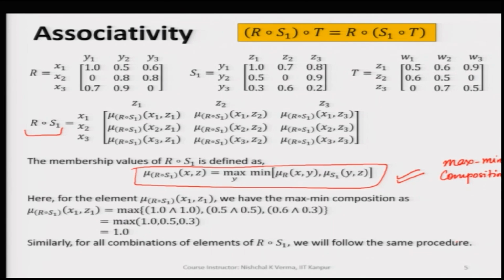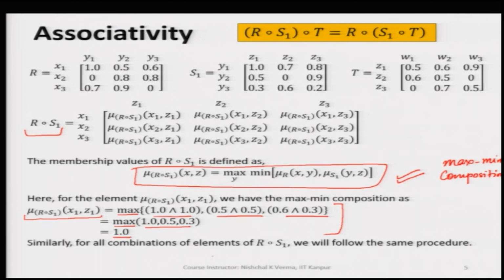So, we have followed max min criteria, and when we apply this criteria we get mu R o S1 (x1, z1) like this. We have already done this exercise in the previous lecture, so I am not going to explain this again. If you have any doubt you can go through the previous lecture to understand this better. So, the max of all the mins here, and when we take the max of the outcome of the mins, we are going to get 1 in this case.